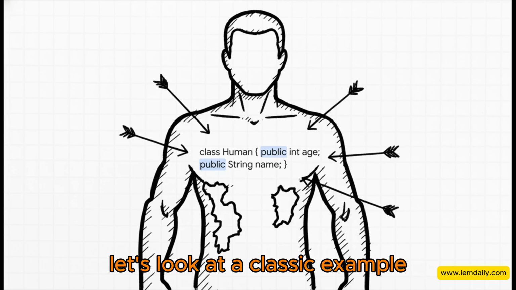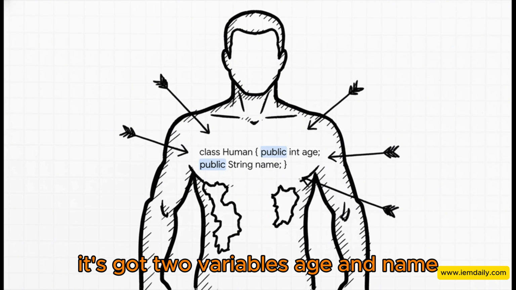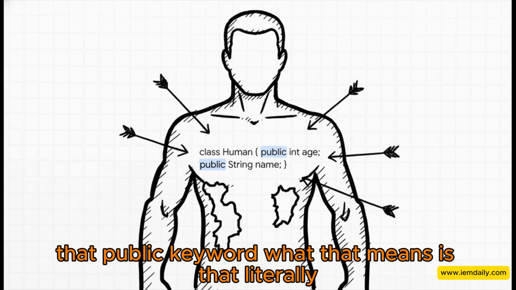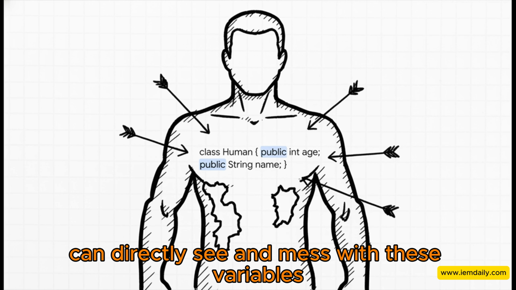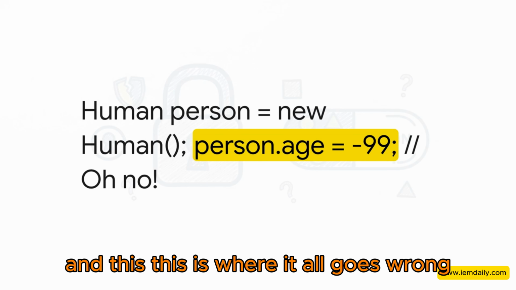Let's look at a classic example. Here we have a simple human class. It's got two variables, age and name. And you see it right there, that public keyword. What that means is that literally any other piece of code in your entire program can directly see and mess with these variables. And this is where it all goes wrong.